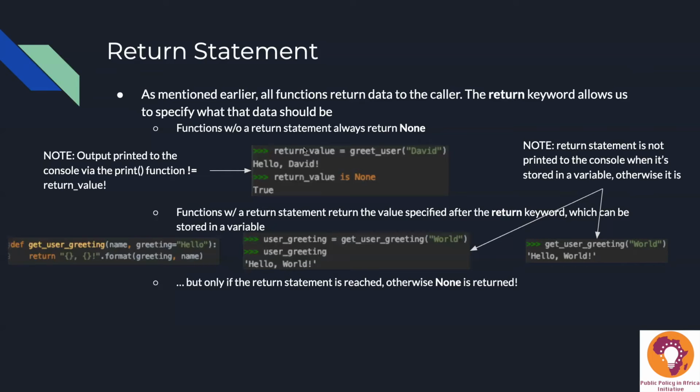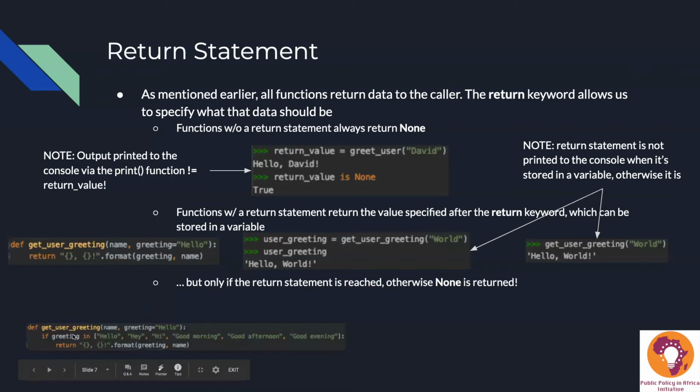But again, something important to note is if you're using a print statement inside of your function, that's not actually going to be returned as a return value. That's just output to the console, and then it's kind of lost forever after that, if you will. It's not something that you can store into a variable when you're using print, only when you're using return. And then something else to consider is that the return statement will only return a value if the return statement is actually reached in your code. Otherwise, it's going to return None, like a function that doesn't have a return statement, because it never hits that return statement, so it doesn't return a value.